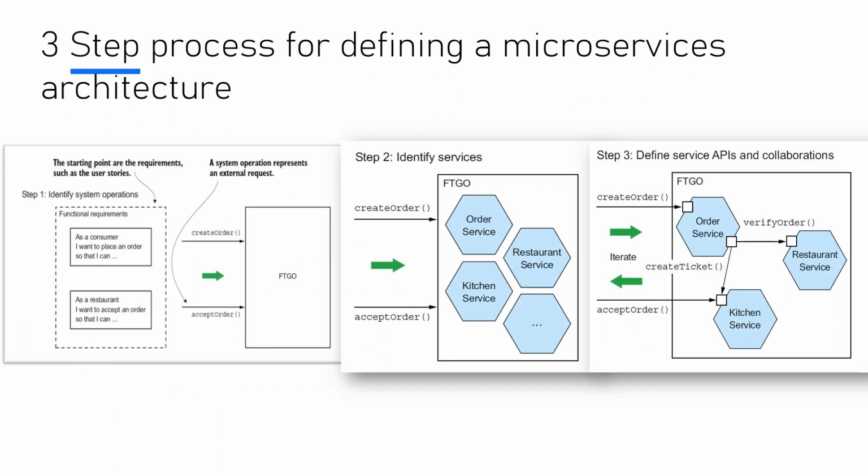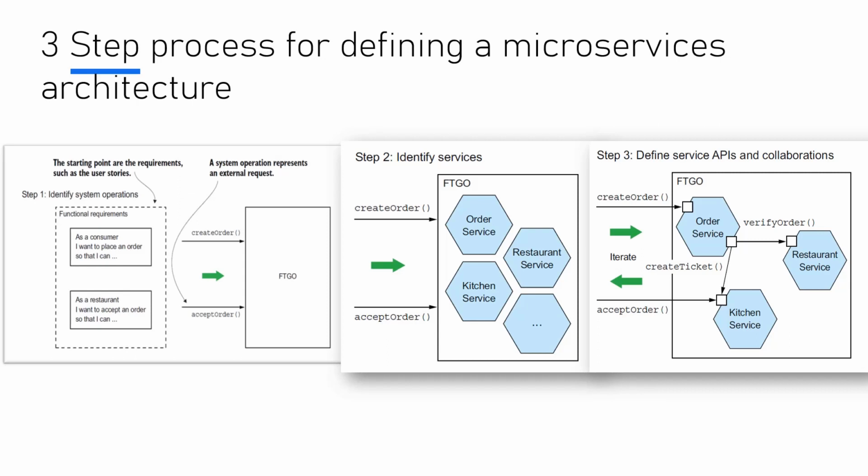Now, there's a three-step process in defining a microservice architecture. The first step is to identify system operations. If you look at most software that we build, it takes some commands, handlers, or something, and does some stuff. For example, I have an order booking application from a restaurant standpoint. What does it really do? It creates orders and accepts orders at a very basic functionality level. So the different system operations are the first thing we start identifying from an architecture standpoint.